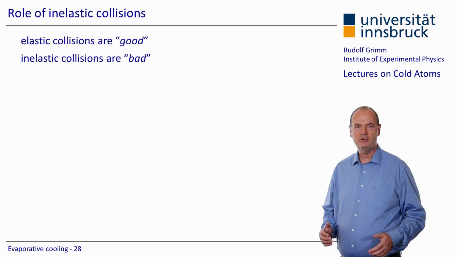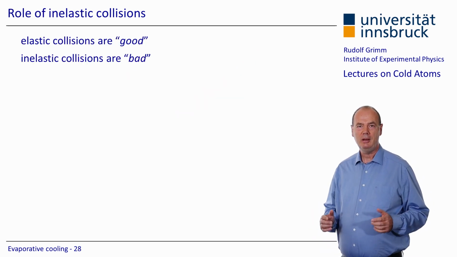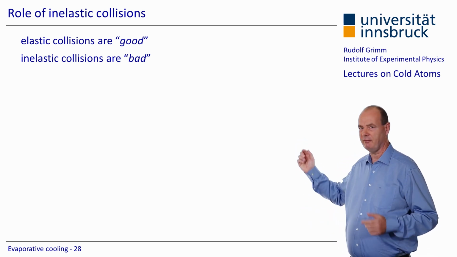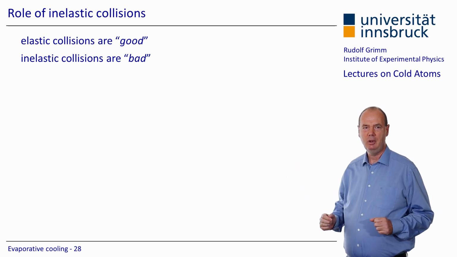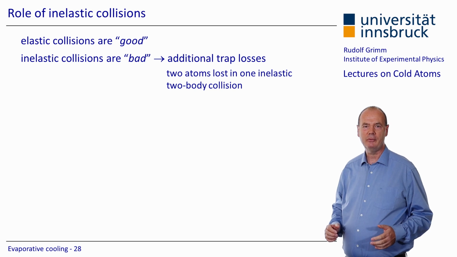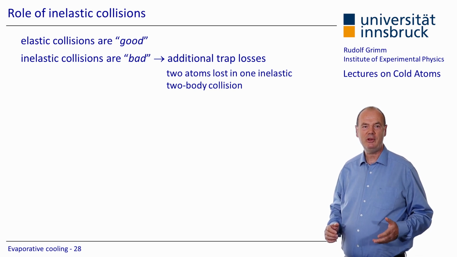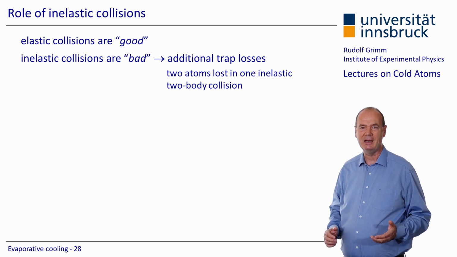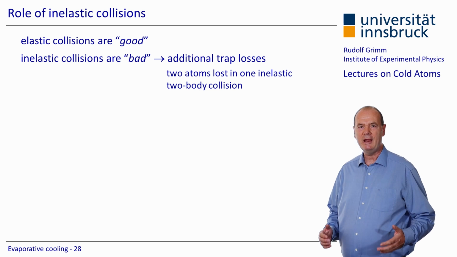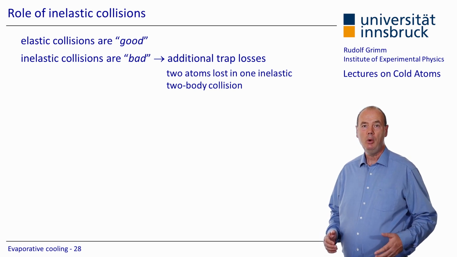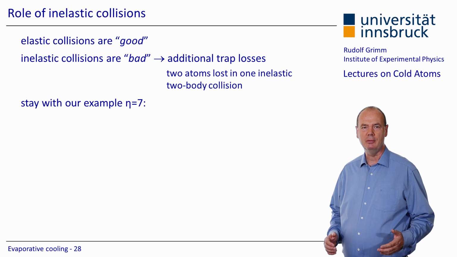Let's now turn our attention to our main enemy, inelastic collisions. While elastic collisions are good for the evaporation process, inelastic collisions are bad collisions. The latter lead to additional trap losses, which make the cooling process less efficient. Note that in a single inelastic collision between 2 atoms, the large energy release kicks both atoms out of the trap. To estimate the required ratio of good to bad collisions, we stay with our example of eta equals 7.